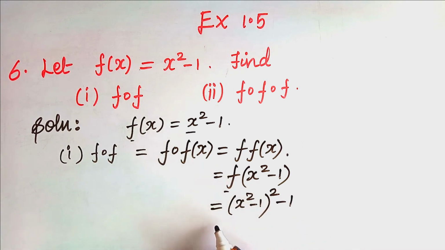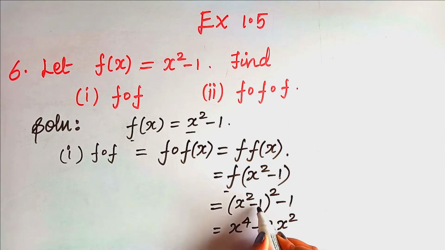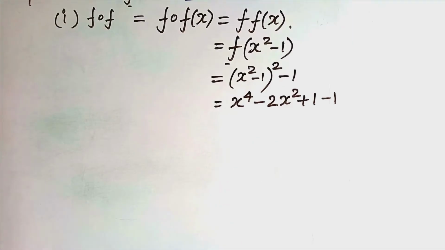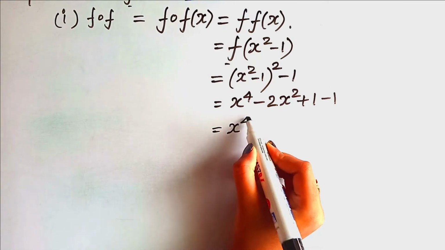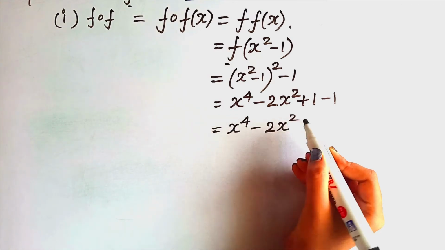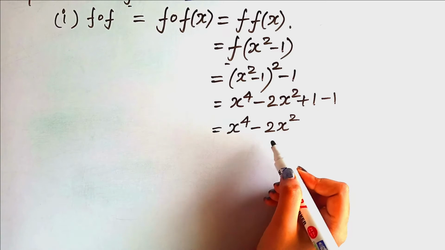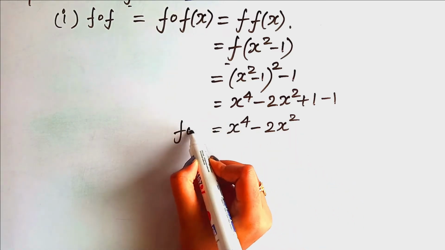You understand? Now the formula for a minus b the whole square. Let's apply that. So a square, which means x power 4, minus 2ab, which is 2 into x square and 1, so we get 2x square, and then plus b square, which is 1. Here there is another minus 1, so we substitute that here. Then plus 1 and minus 1 become 0, so our answer is x power 4 minus 2x square. So this is the answer of f dot f.